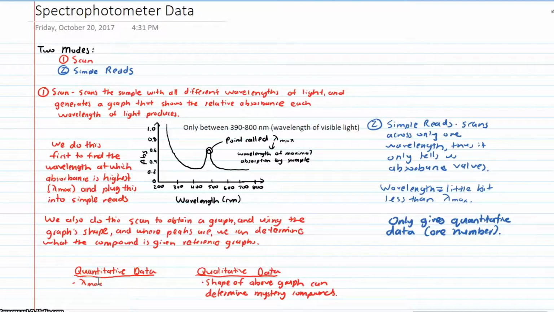So the quantitative data that scan gives us is lambda max. The qualitative data is the shape of the graph that can determine the mystery compound. We then use simple reads, which scans across only one wavelength, so it can only tell us absorbance values. And this only gives us quantitative data.